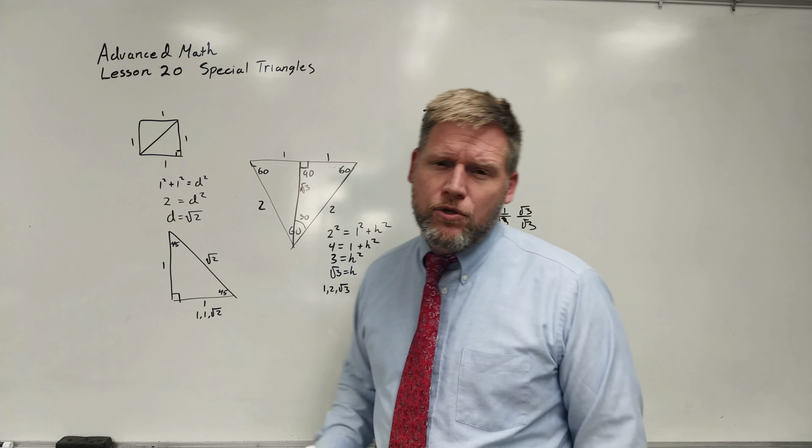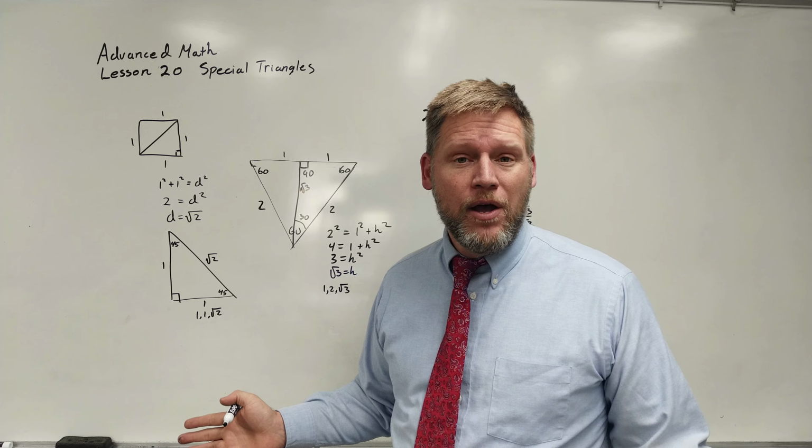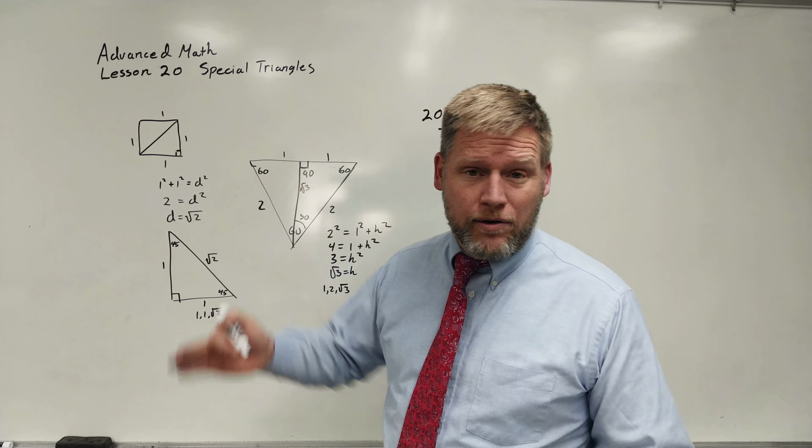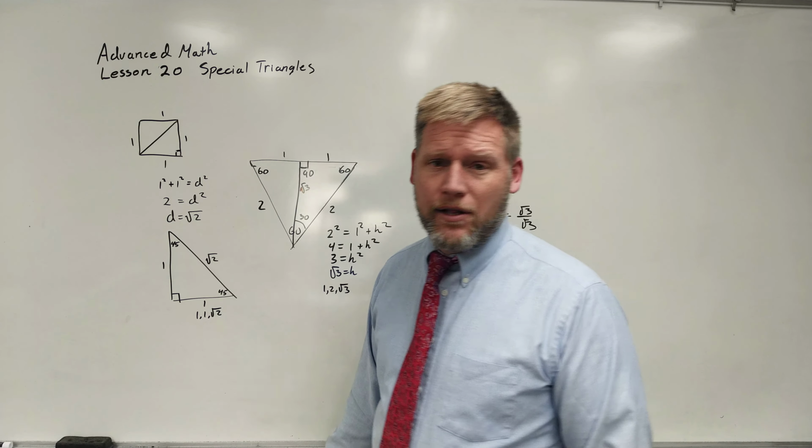This 1, 1, root 2 is really simple because two of the sides are the same. So it's always going to be 1, 1, and obviously root 2 is longer than 1. That's got to be the hypotenuse. And it's really easy to label it out.